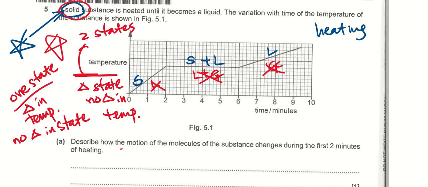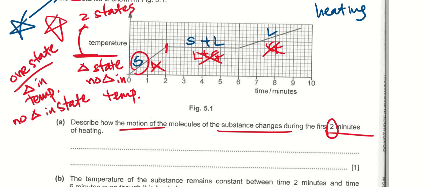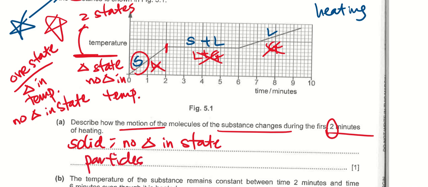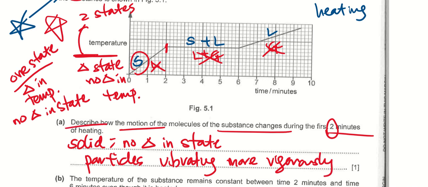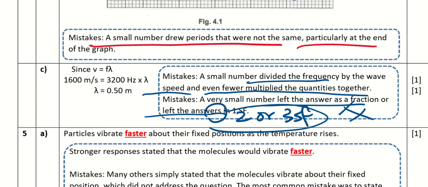Now, describe how the motion of the molecules of the substance changes during the first 2 minutes. First 2 minutes, we are talking about the solid state. Pay attention to this. We are talking about solid, no change in state. That means the particles are vibrating more vigorously. And since they want us to describe, we need a lot more details. They are vibrating more vigorously. Come, let's take a look at the answer.